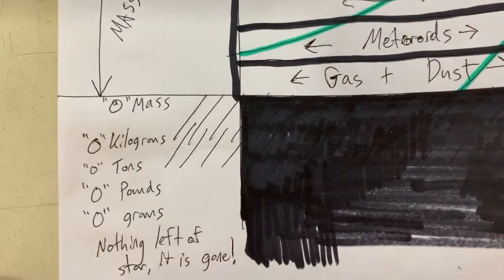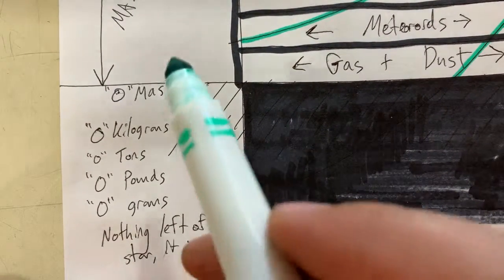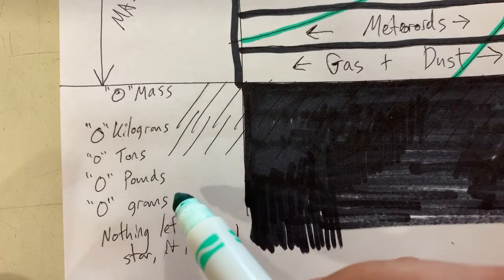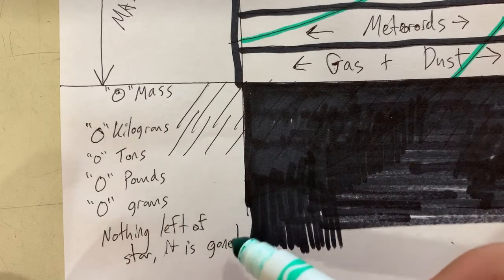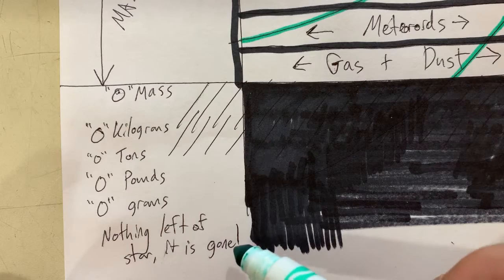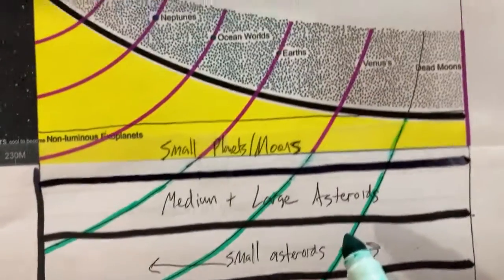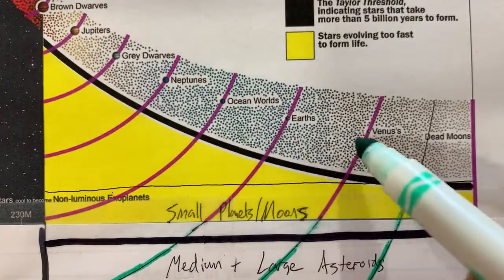There's nothing there. And for those that are confused, zero mass, I mean 0 kilograms, 0 tons, 0 pounds, 0 grams. Nothing is left of the star. It is gone. Meaning the star no longer exists. It's already been recycled into these objects up here.